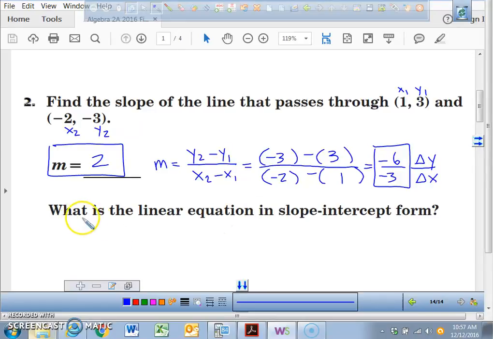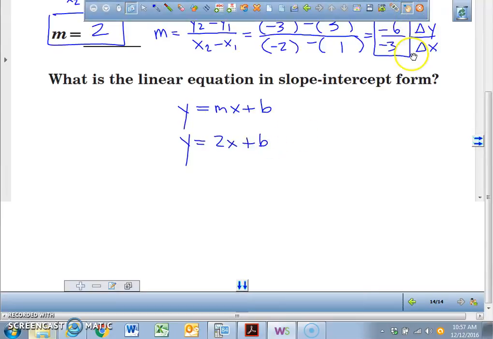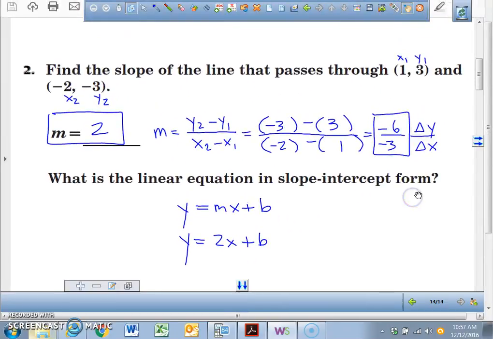Now, it says, what is the linear equation in slope-intercept form? So that's where you guys say, not standard form. You can actually write this in what? Slope-intercept form. So right now, I want you guys to write y equals 2 times x plus b. And then, I'd like you to choose the easiest points to use. Do you guys want to use a 1 and a 3? Or a negative 2 and a negative 3. Choose the easiest. 1 and 3.